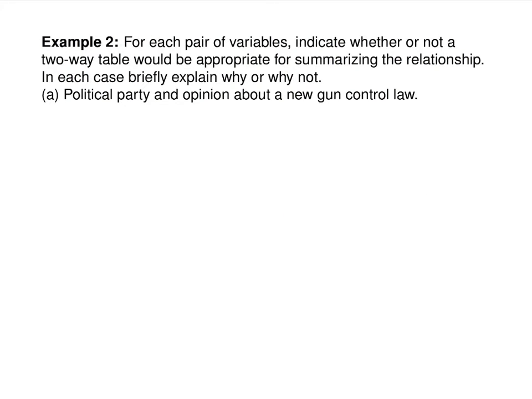So much like the previous sections, like in chapter 3, you can only make scatter plots if you have quantitative variables. If you're going to do two-way tables, you have to have categorical variables. So what this question is asking is, tell me if a two-way table is appropriate. It's that thing that we were just discussing, and briefly explain why or why not. So the kicker for this situation is things must be categorical. So is political party and opinion about a new gun control law, are both of those categorical variables or not? Yes. Yes.